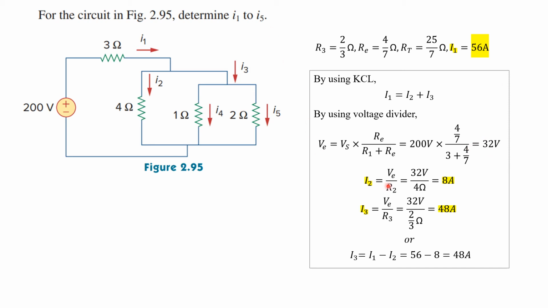And once again, using Ohm's law, we can conclude that I2 is 8 amperes and I3 is 48 amperes. And to double check, we can use Kirchhoff's current law and still get the same answer.